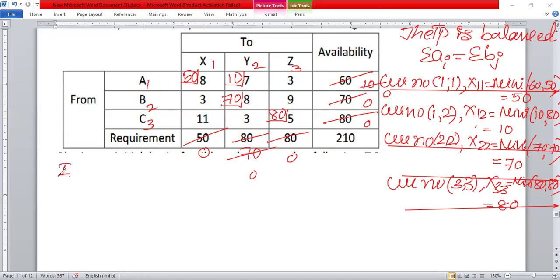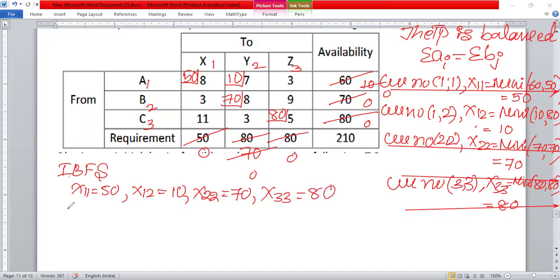Now, the IBFS, initial basic feasible solution, is: x11 is equal to 50, x12 is equal to 10, x22 is equal to 70, and x33 is equal to 80.